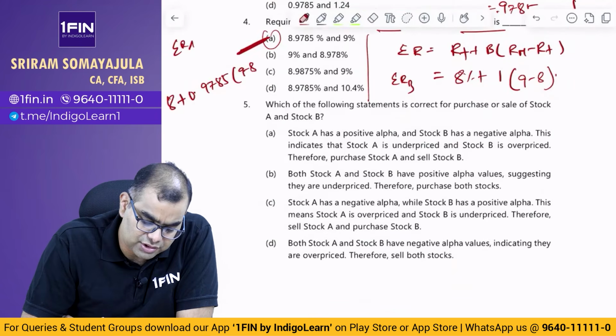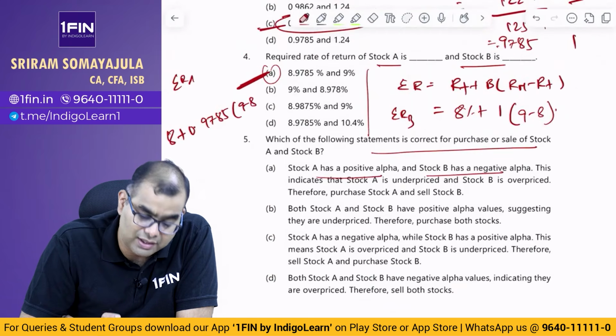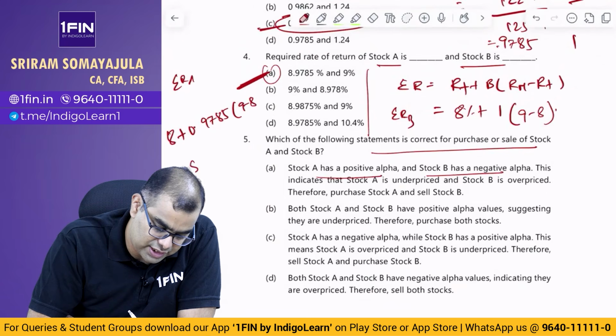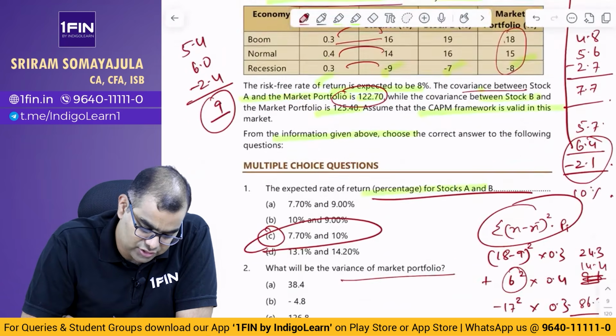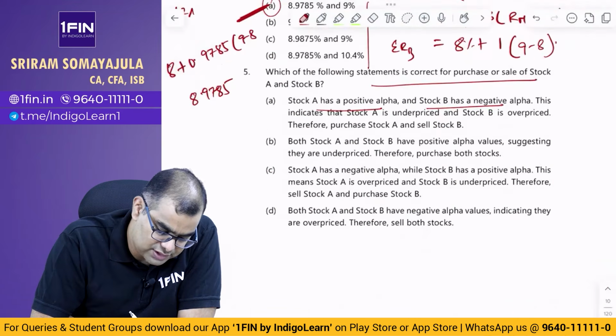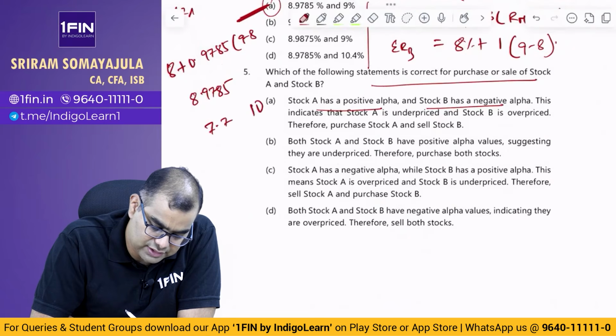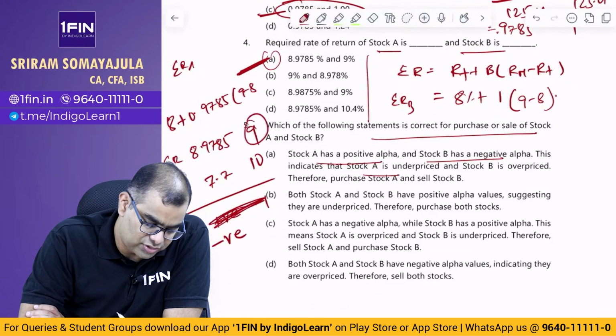Okay, then which of the following statements is correct for purchase or sale of stock A and B? Stock A has positive alpha and stock B has negative alpha. Okay, what is alpha here? So the expected return is 8.9785 and what is the actual return? Actual return is 7.7 and 10. And this one has 9.